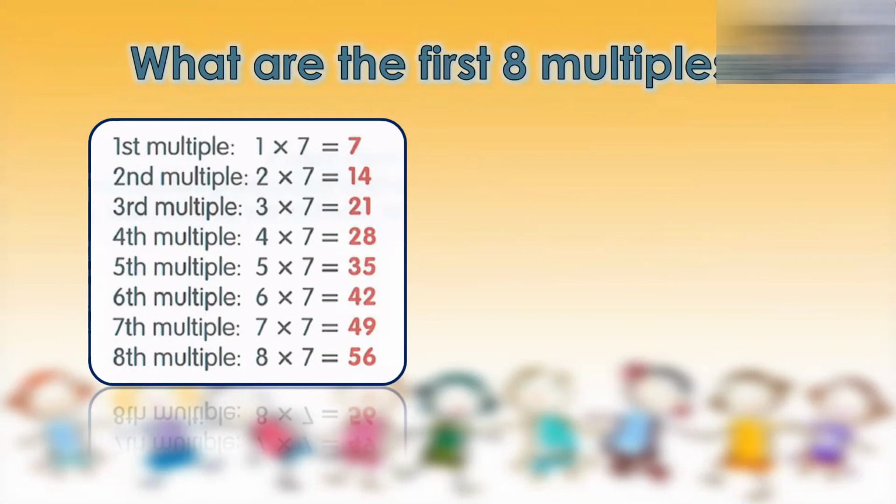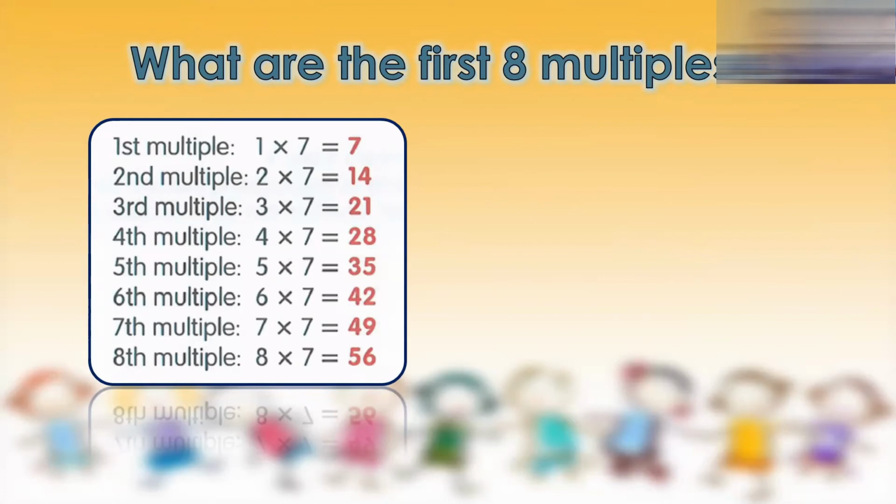8. That is the second multiple of 4. Right? The first one is 4, the second one is 8, because if you skip count by 4: 4, 8, 12, 16. Okay? Do you understand?